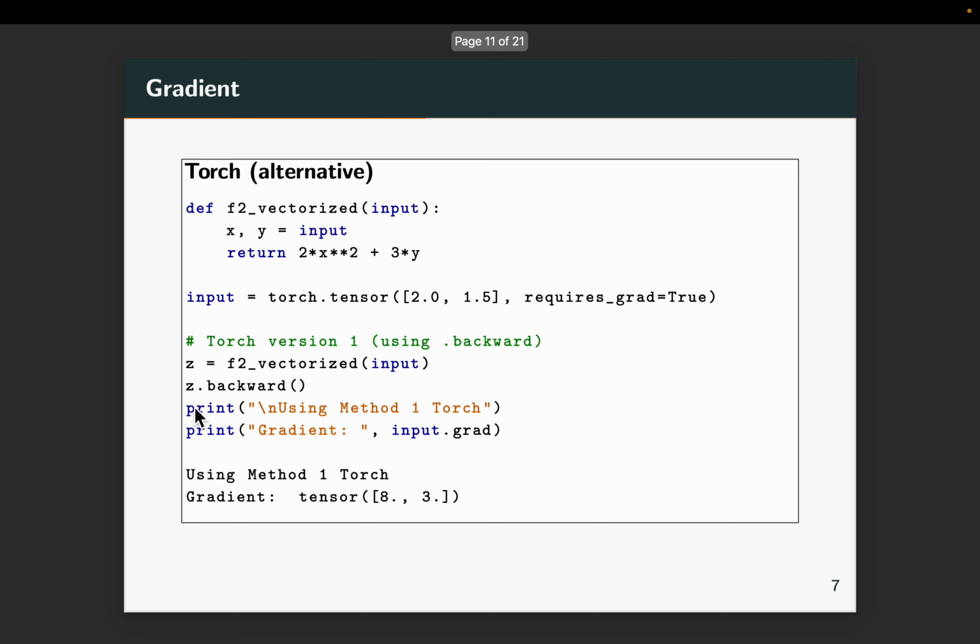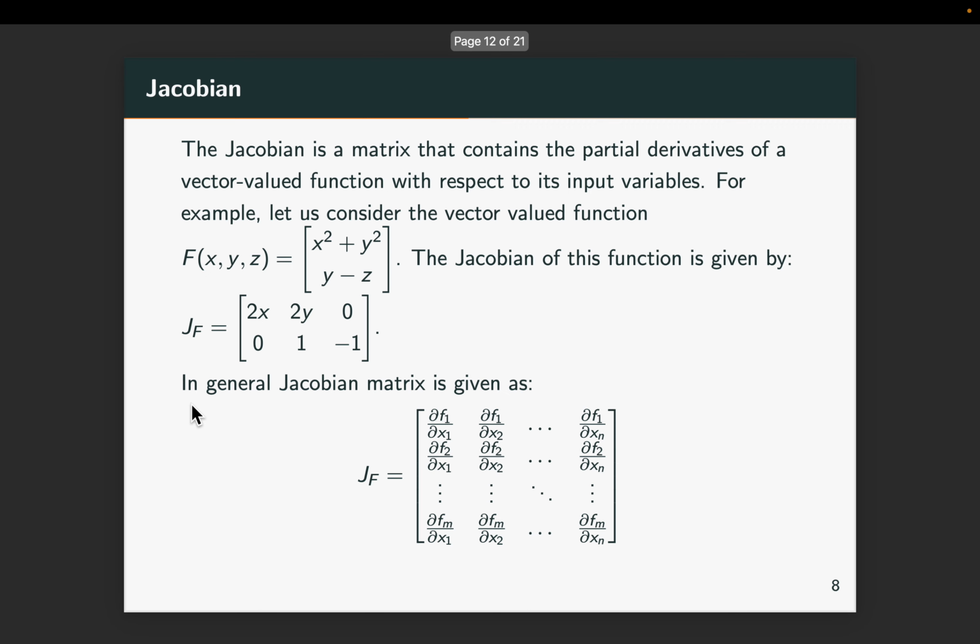So now we come on to something which we may not have studied a lot, Jacobian. Does anyone know what a Jacobian is? Okay. A very few set of people know what a Jacobian is. So I think the simplest way to understand is to just take this example.